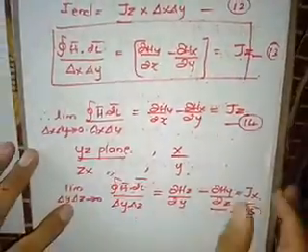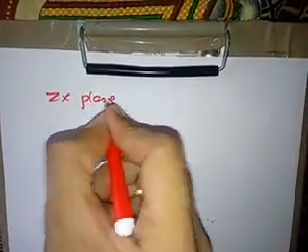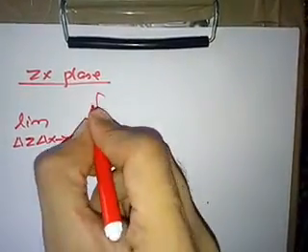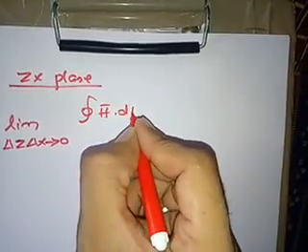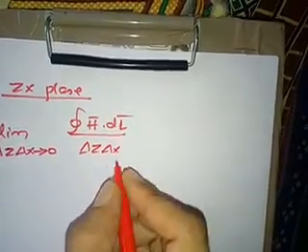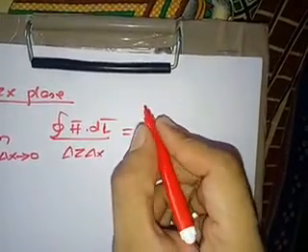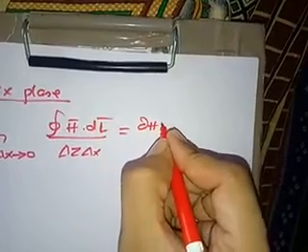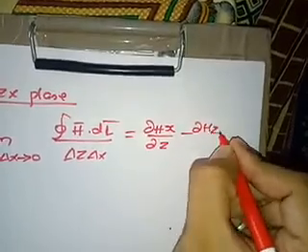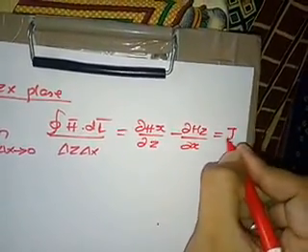Similarly, write for the zx plane. For the zx plane, the equation that we get is the limit as Δz, Δx tends to 0 of the closed line integral of H̄ · dl̄, divided by Δz Δx, which is equal to, using the cyclic property, ∂Hx/∂z minus ∂Hz/∂x, that is equal to Jy.